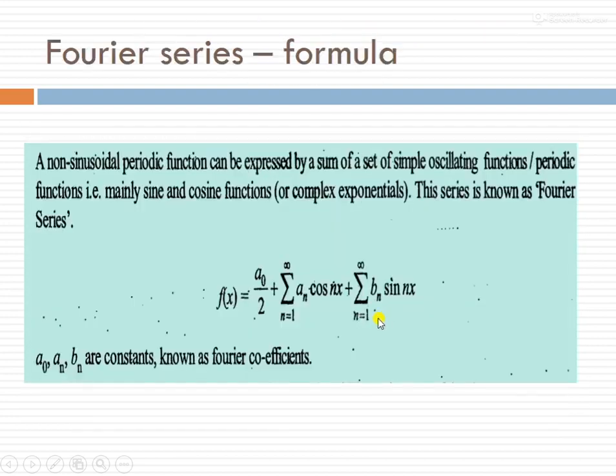In the equation, we can see that the sines and cosines are periodic functions, hence f of x is also a periodic function, where a0, a n, b n are constants and are known as Fourier coefficients.